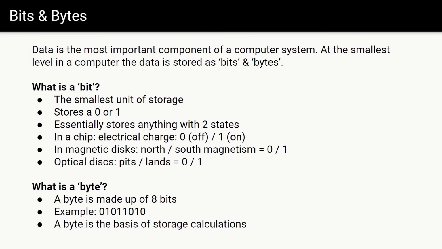On magnetic disks, we would look at north and south magnetism. So 0 and 1 again. And then we'll look at optical disks, where it would show the pits and lands. So 0 and 1 again.